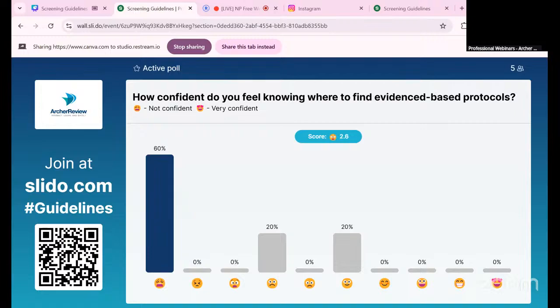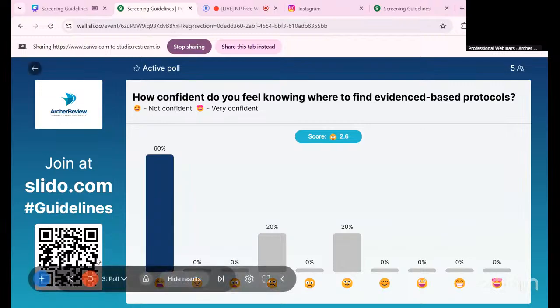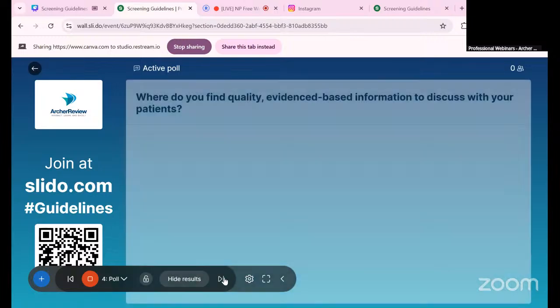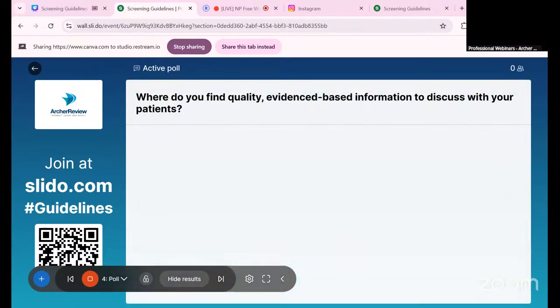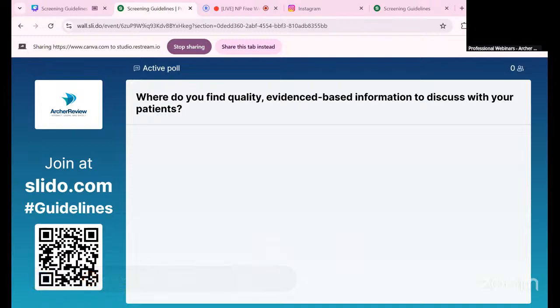So it's newsflash there. This is just kind of piecemeal. You can get your information. There's a lot of great places to find specific guidelines, but there's nowhere that's just like a huge bank that I know of to get them all together. So let's go through, and then also I want to know where you all are finding your quality evidence-based information discussed with your patients. So again, I've just listed the United States Preventative Task Force.